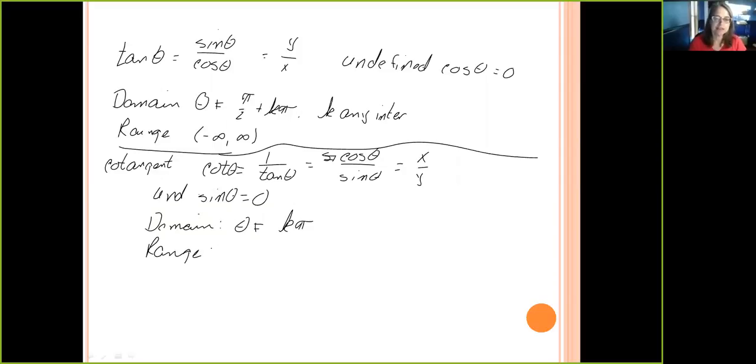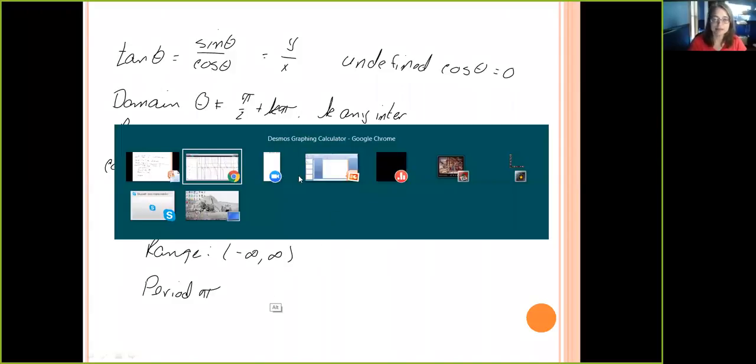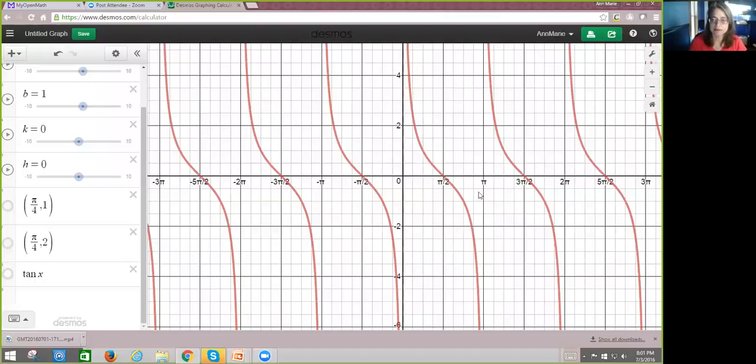Your range, same as tangent, negative infinity to infinity. The period for both of these is pi. Right? You repeat every pi. All right. That's tangent and cotangent.